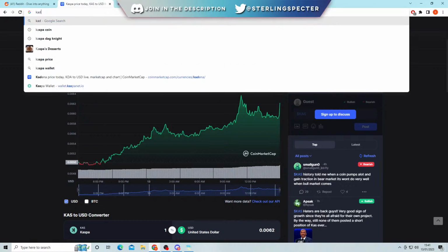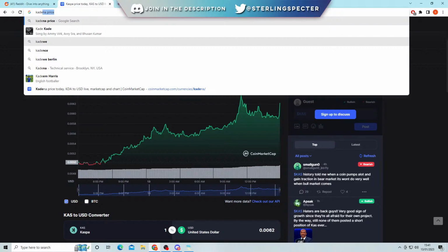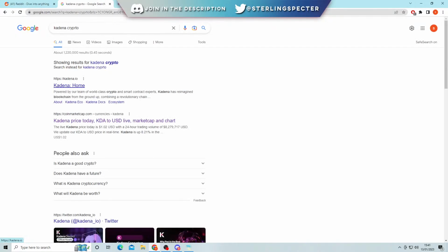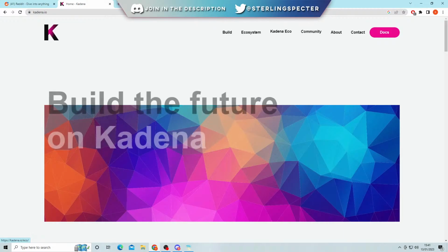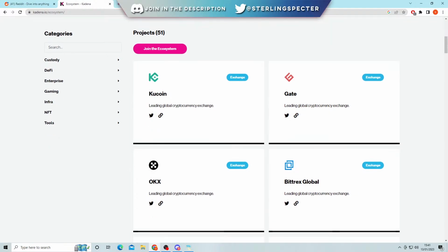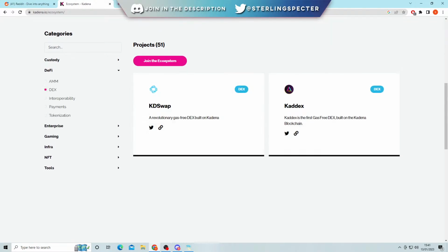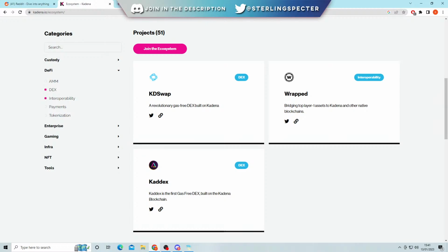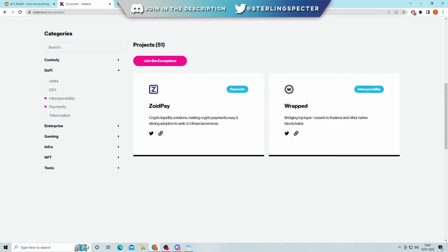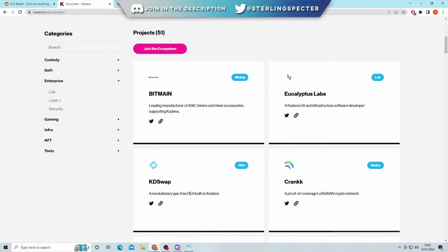What I mean by that is, if you go to Kadena's website, and then you go onto the ecosystem, you can see how many projects there are on Kadena. Mainly they've got Cadex, which is one of the best decentralized exchanges you can use. A bunch of other things, KDS swap, payments, Zoid Pay, you can go onto that and use it. There's a bunch of things that Kadena has just built on top of it, which is great.